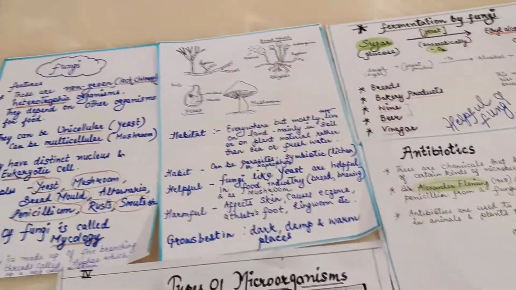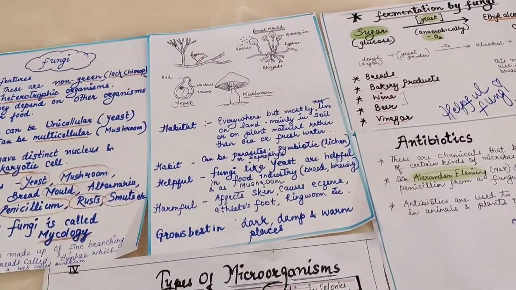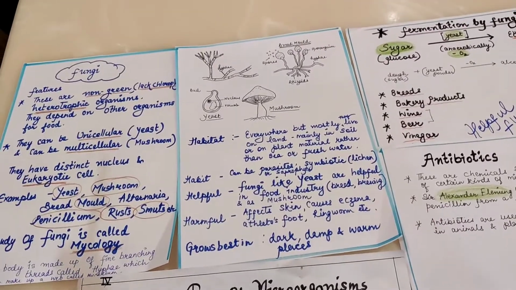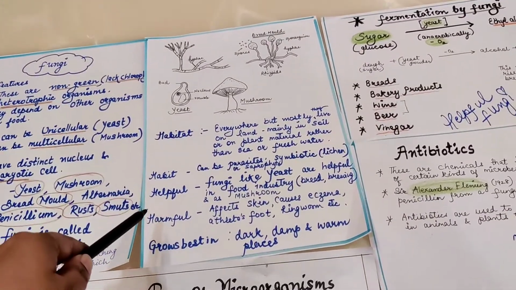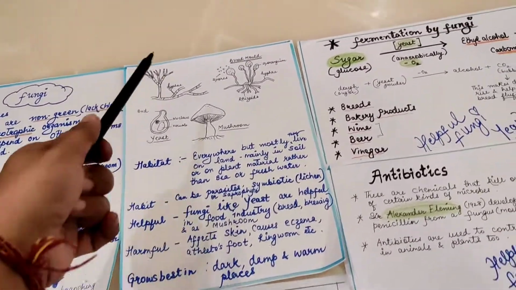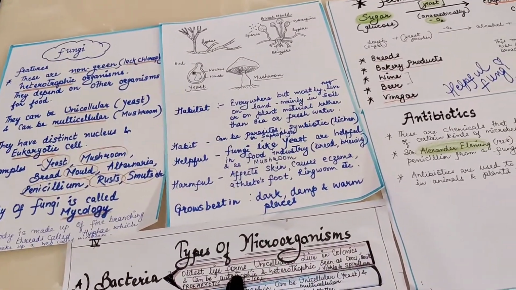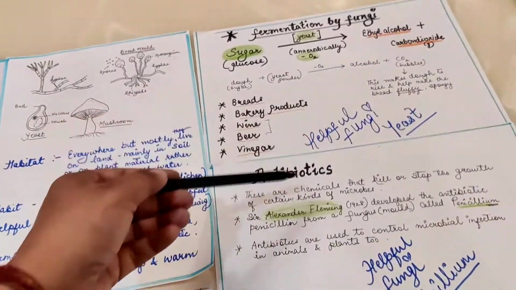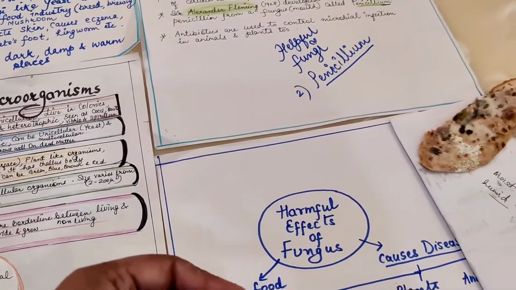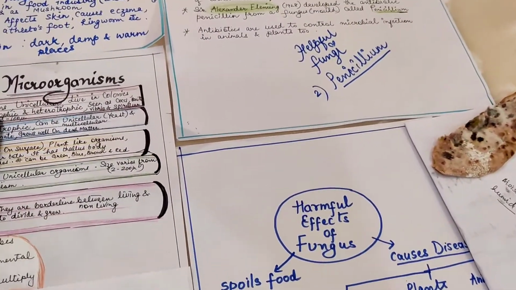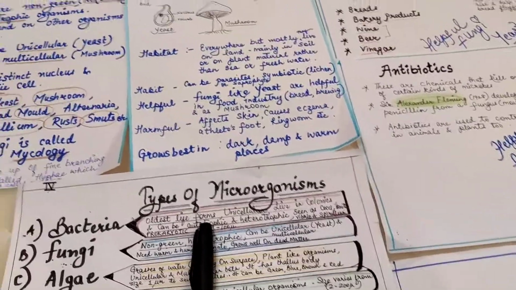Again, I will repeat, divide your whole microorganism topic into 4 categories. Category 1 should be the characteristics. Category 2 should be the examples and the diagrams, because diagrams are very important sections. Then come the uses, and then the harmful effects of the fungus. So your focus should not go beyond this.